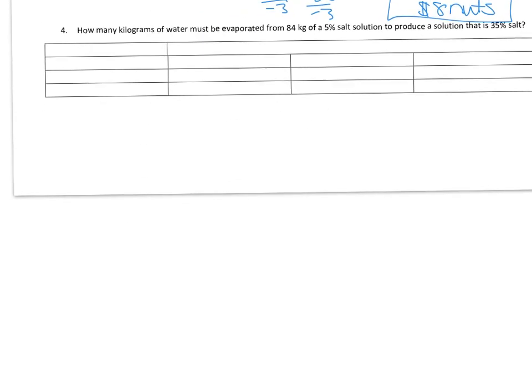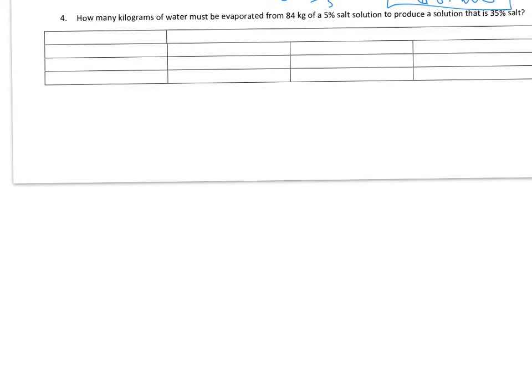Okay, number 4 is really similar to number 2, but there's a couple differences here. If we look at number 4, how many kilograms of water must be evaporated from 84 kilograms of a 5% salt solution to produce a solution that's 35% salt?